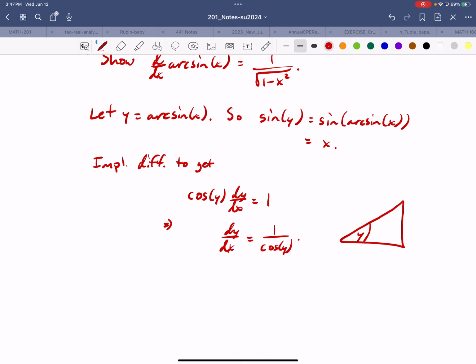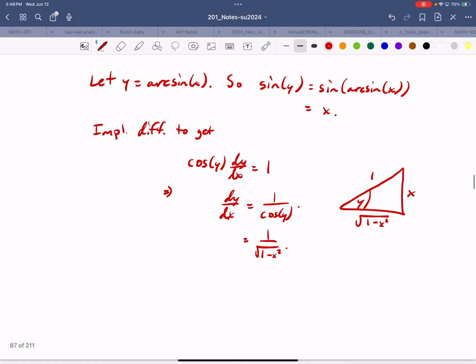What we've got here is, if y is our angle, sine is opposite over hypotenuse. If sine of y equals x, then we know that that's true. And if we use the Pythagorean theorem, we know that a squared plus x squared equals 1 squared. So we know that a winds up equaling the square root of 1 minus x squared. So cosine of y equals the square root of 1 minus x squared, and the derivative of arc sine is 1 over the square root of 1 minus x squared.